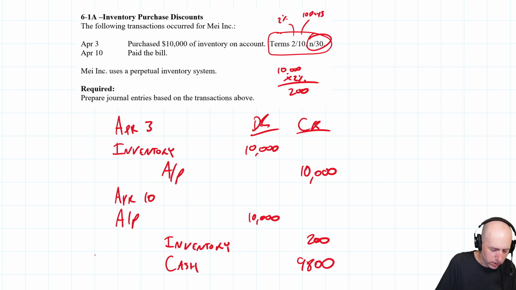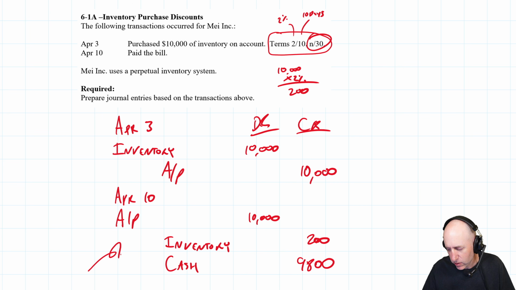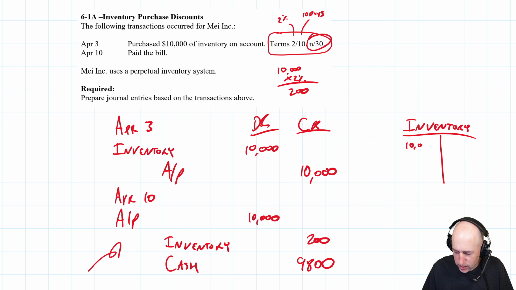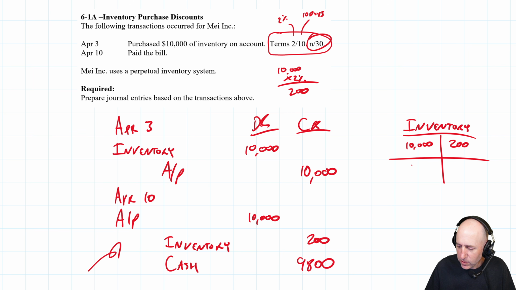But let me explain that credit to inventory by showing you the inventory T account. Okay, so I've got my beautiful inventory T, and you can see I got a debit of 10,000. I just credited it by 200. So what is my inventory worth? My inventory is worth $9,800. That makes sense. Why does it make sense? Because that's what I paid for my inventory.